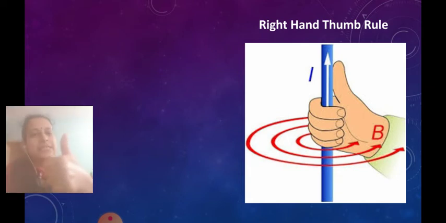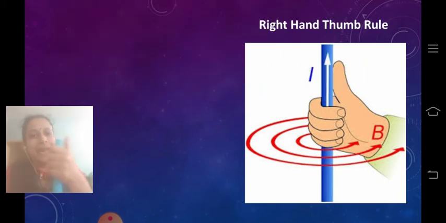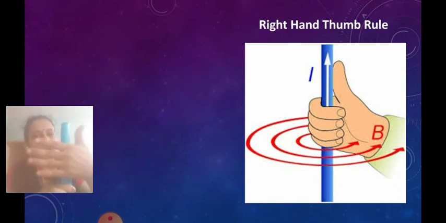Imagine that you are holding a conductor. Now let's suppose I hold a conductor like this in my right hand. So this is my right hand. Whenever you are seeing this video, you can also try this. What can be the direction of the magnetic field? Imagine that you held in your right hand a straight current carrying conductor.